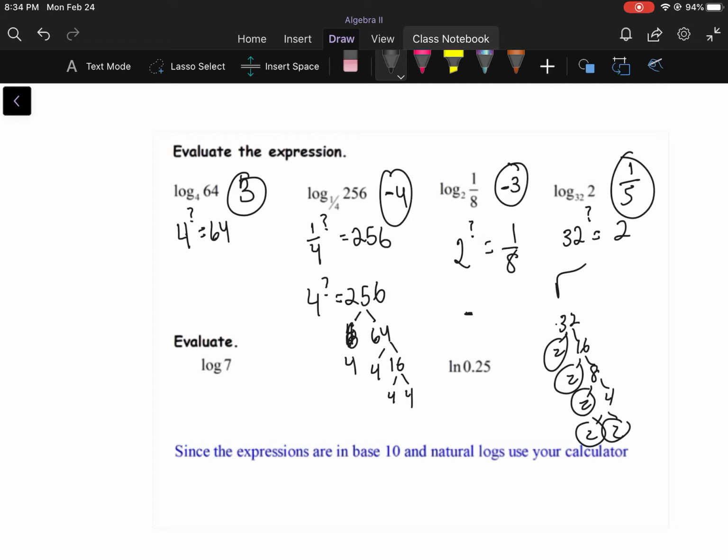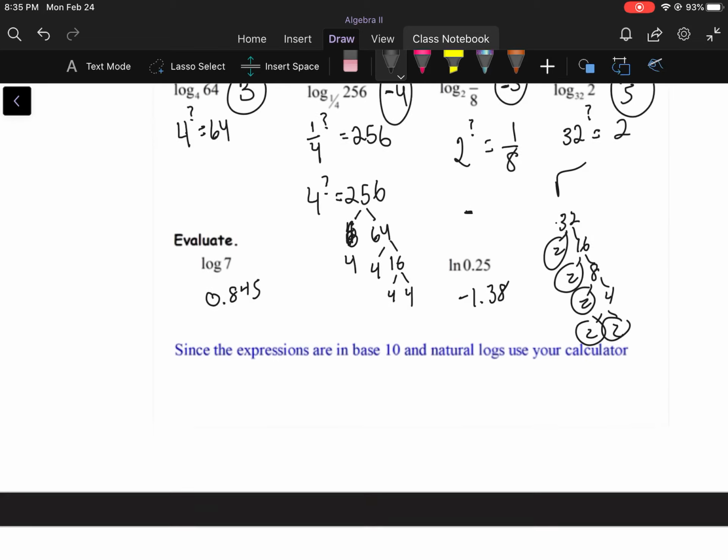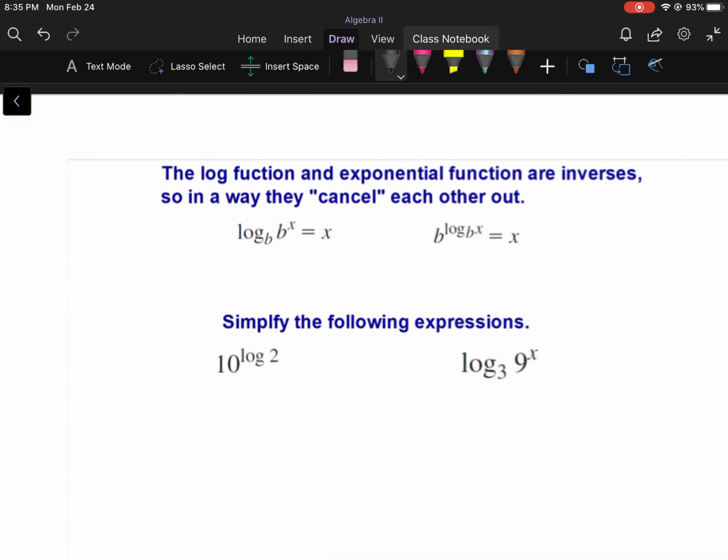Okay, I got a calculator here. So here, log base 10 of 7. You should be able to find that log base 10 on your calculator. Go with that and actually get a number out of that. So 0.845, or the ln again on your calculator, 0.25. I lied. Oh, there we go. And that's going to be negative 1.38. Okay. So again, those are the only two you can do in your calculator.